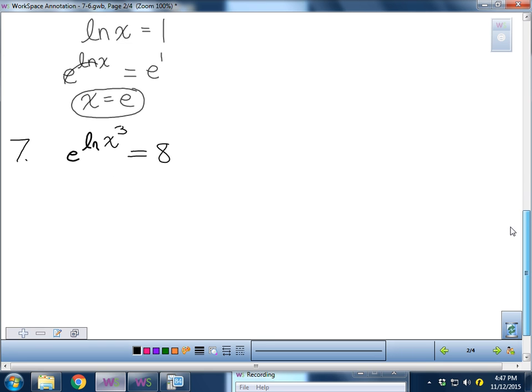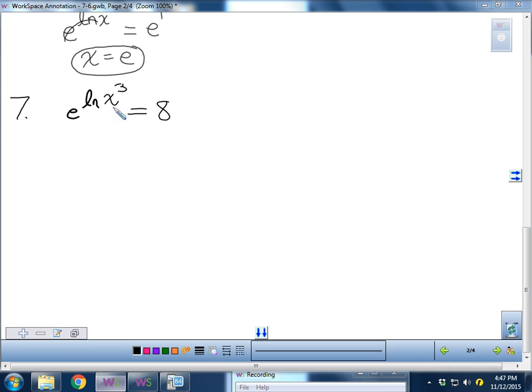All right, number 7. I immediately notice that I already have an e raised to an ln, so those immediately cancel because they are inverses. So now I have x to the third equals 8. To get rid of a cube, you have to cube root. Now remember, you could plug that in your calculator, but you can also say what times itself 3 times equals 8. That would be 2 times 2 times 2, which is 2.